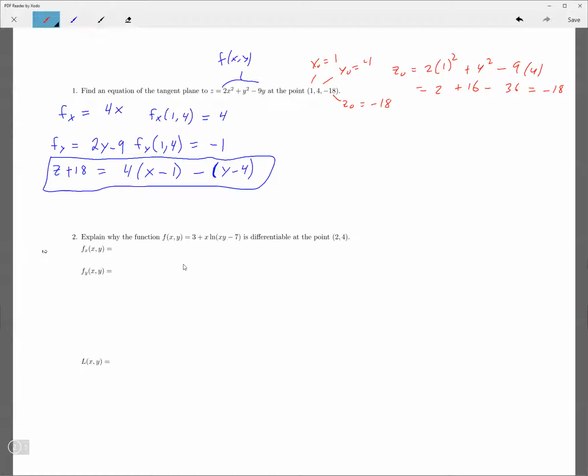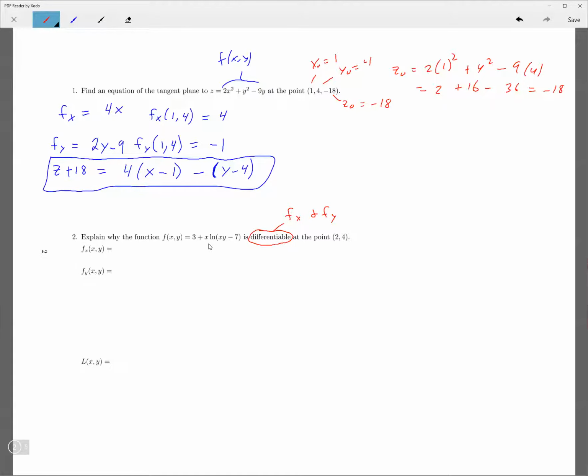Okay, now number 2. It says, explain why the function is differentiable at the point 2, 4. And differentiable means that, in this context, the partials, the first partials, or all the first partials.